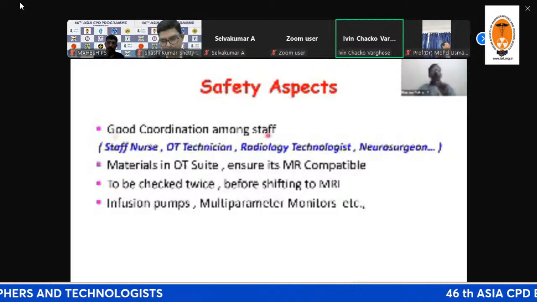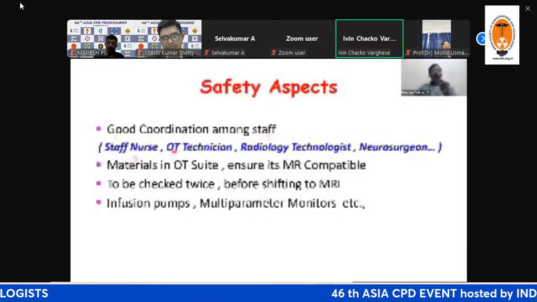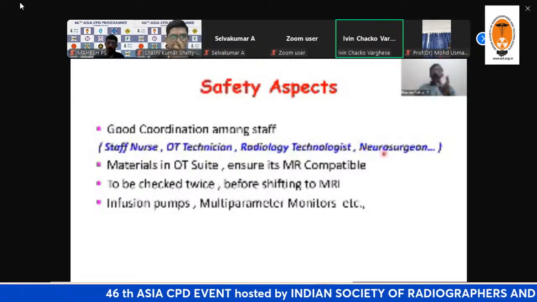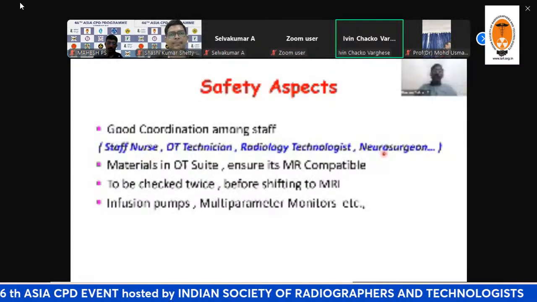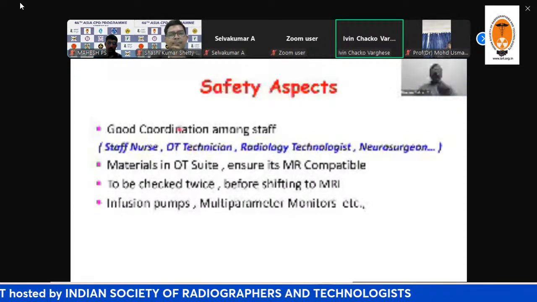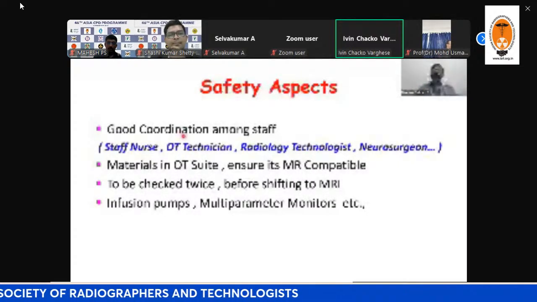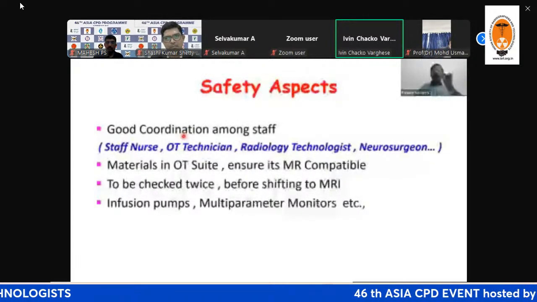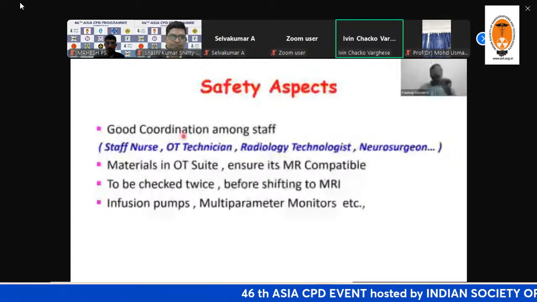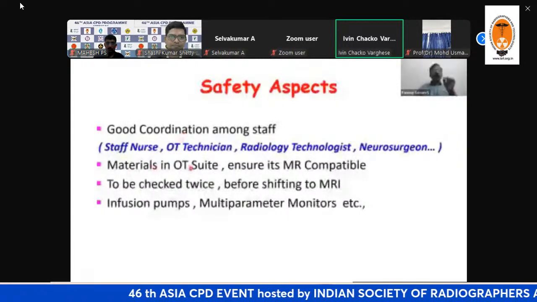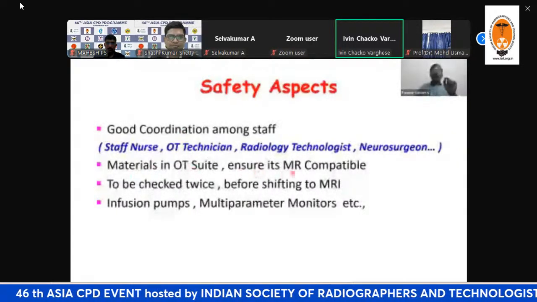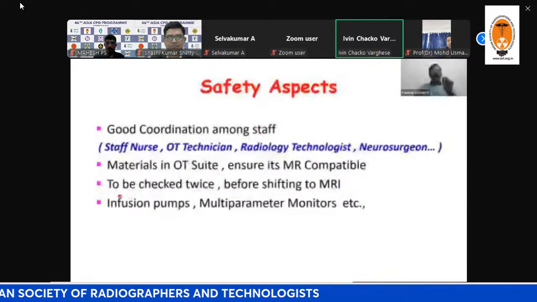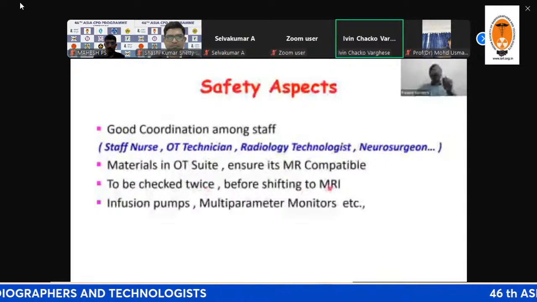Good coordination among staff is needed, particularly the staff nurse, OT technician, radiology technologist, and the neurosurgeon. Because before doing this procedure or shifting to MRI, it's a teamwork. All of them should have good coordination, making sure that any non-magnetic materials are there. All the material they use should be MR compatible material. That they have to ensure. So the material in the OT should be ensured to be MR compatible. That is the reason we say good coordination among staff. And this has to be checked twice before shifting to MRI.